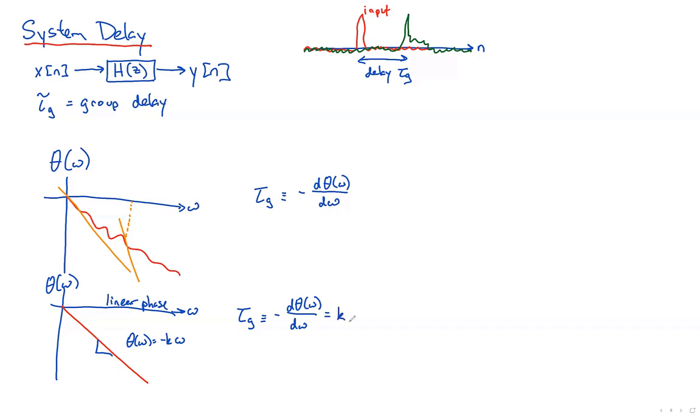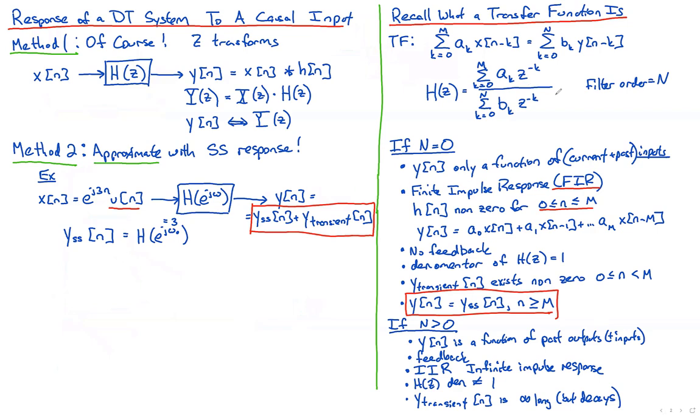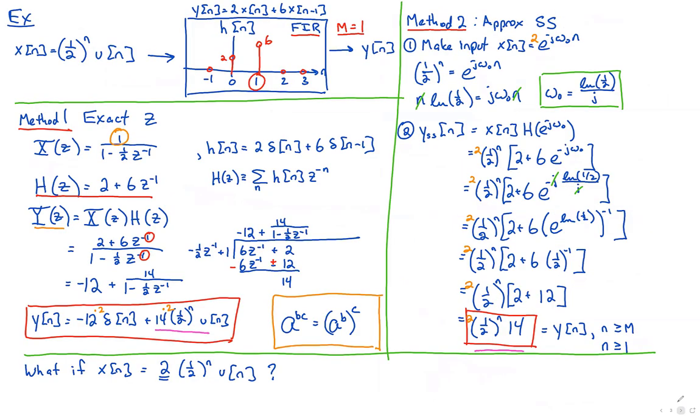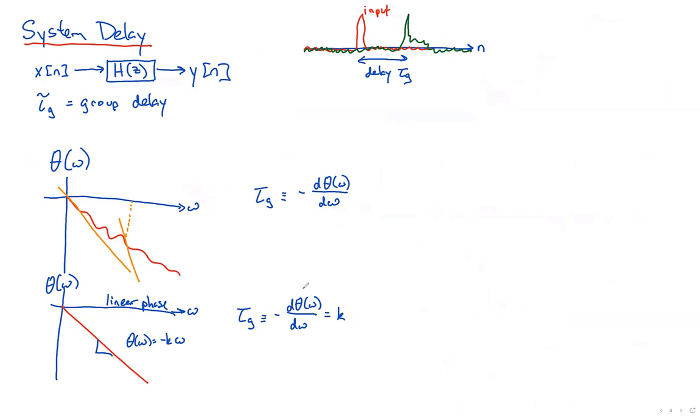Now, here's the flip side. We talked a few slides earlier about two types of transfer functions. One that has an order of 0, no feedback, finite impulse response, and the other with feedback, order greater than 0, infinite impulse response. Here's an interesting fact. This can only be true for FIR filters only. Only FIR filters can be linear phase, which means only FIR filters can have a constant group delay, meaning only FIR filters will delay all frequencies by the same values, the same number of samples.